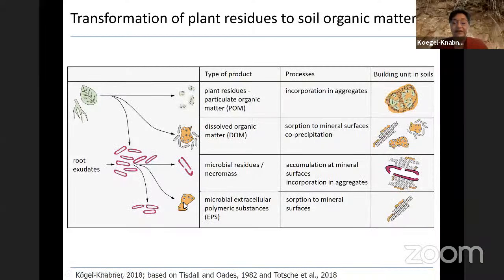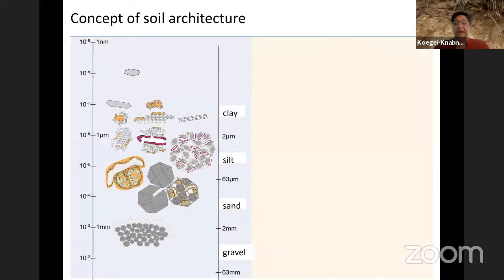substances, complex mixtures of carbohydrates, lipids, etc. They can also sorb to mineral surfaces and bind minerals together. And this then forms all these large aggregates. It is really important to understand the different sizes that we have in a soil, starting from the clay to the silt and the sand-sized aggregates then.